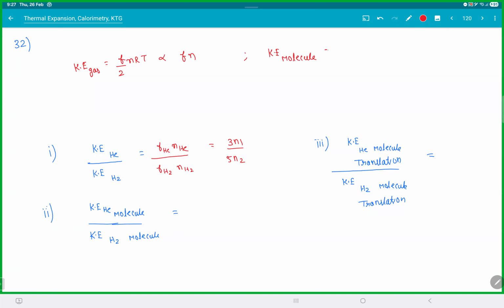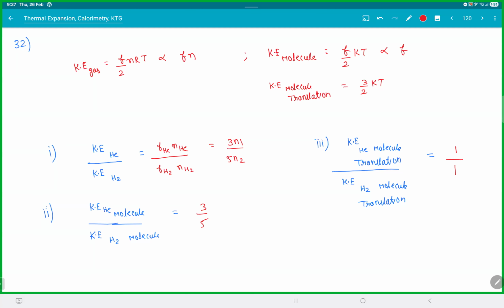What is kinetic energy of a molecule? The kinetic energy of a molecule, it is f by 2 kT. So this is proportional to f. So this is 3:5. What is the translation kinetic energy of a molecule? Now for any molecule, the translation will always have only 3 components. So that is 3 by 2 kT. So this is 1:1. Make sense? Whether you take hydrogen or helium, the translation components are only 3, right? So be careful with that.